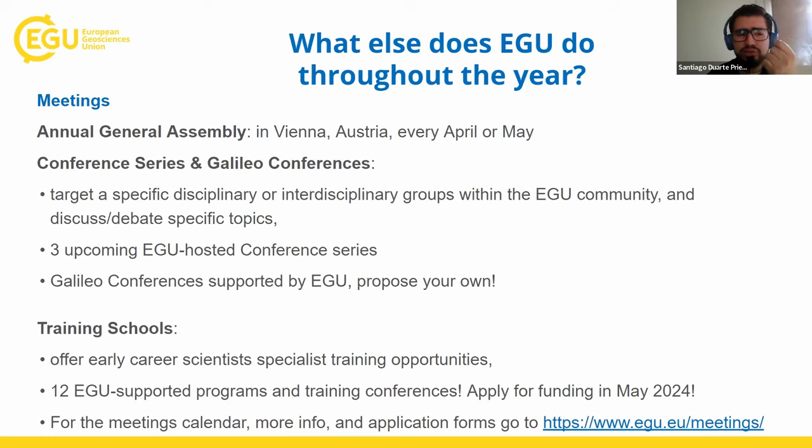But the General Assembly is not the only meeting. There is also a series of conferences, for example, like the Galileo conferences, that help to support the advances in different fields that the EGU supports along these different scientific committees. Moreover, they also have some training schools for the different levels that you are as a researcher. For example, for early scientists, they offer some special training opportunities that we will look at in a couple of seconds. And for example, this EGU supported program for other types of conferences in May that you can also apply to if you are interested in these types of trainings.